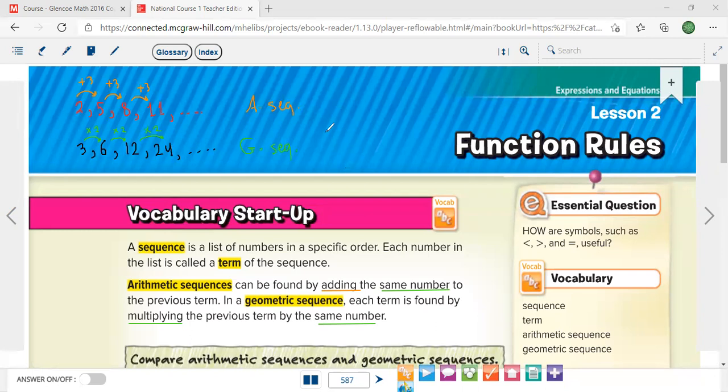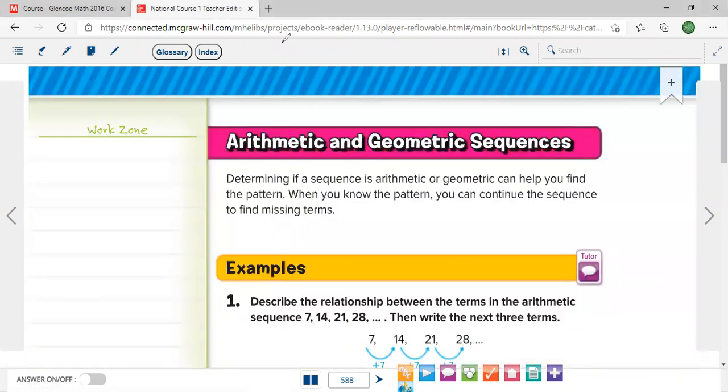So we have two types of sequences, arithmetic sequence and geometric sequence. Arithmetic sequence if we are adding the same number, geometric sequence if we are multiplying the same number. Determining if a sequence is arithmetic or geometric can help you find the pattern. When you know the pattern, you can continue the sequence to find missing terms.